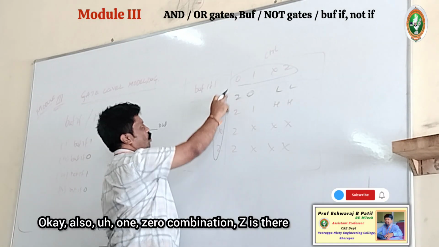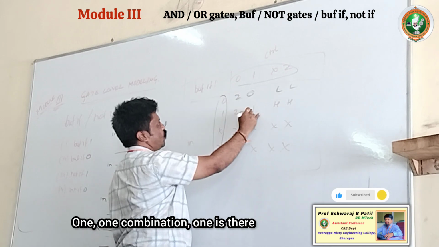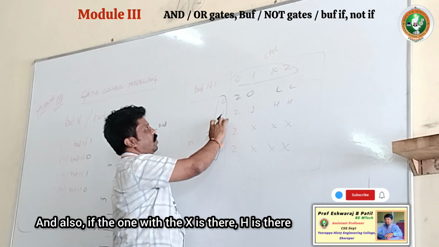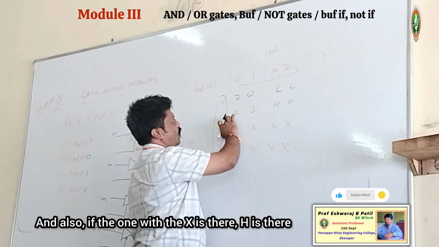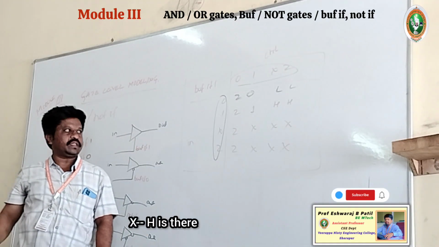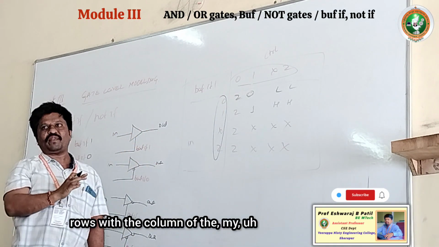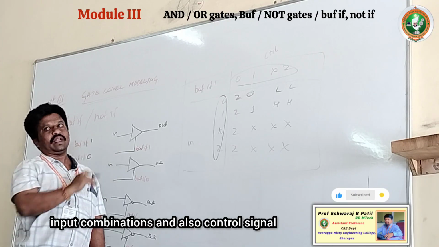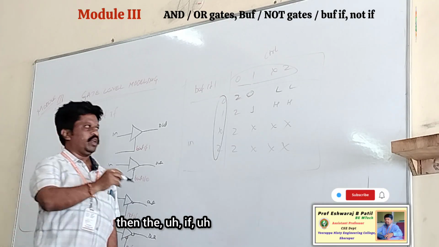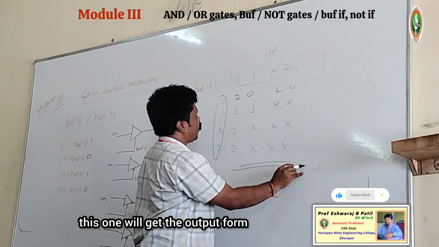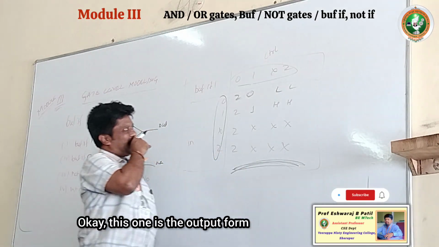Also for the 1, 0 combination Z is there, for 1, 1 combination 1 is there, and if 1 is with X, H is there; 1 with Z, H is there. Like this I have to compare the rows with the columns of my input combinations and control signal, then I will get the output form. This one is the output form.